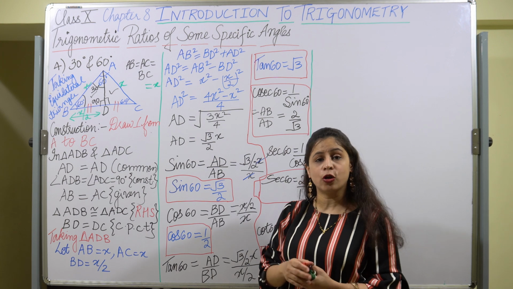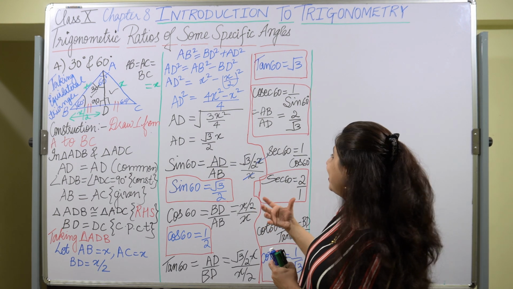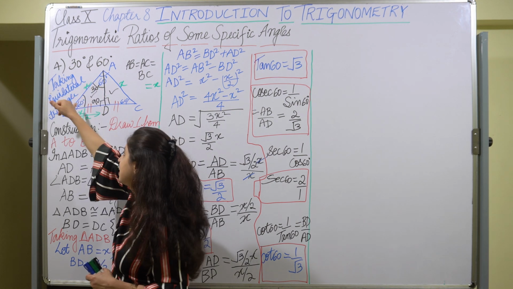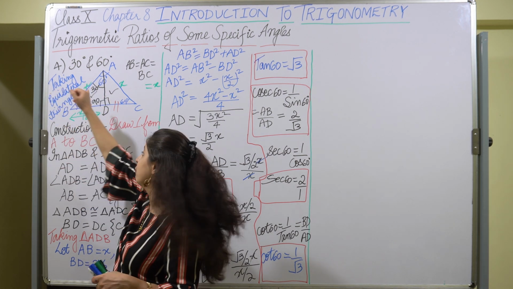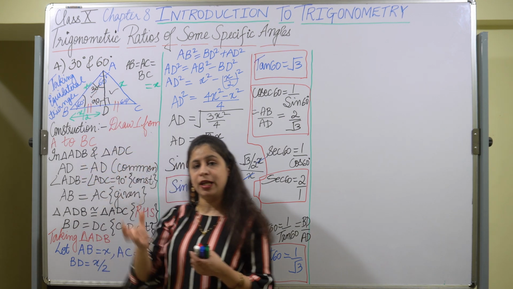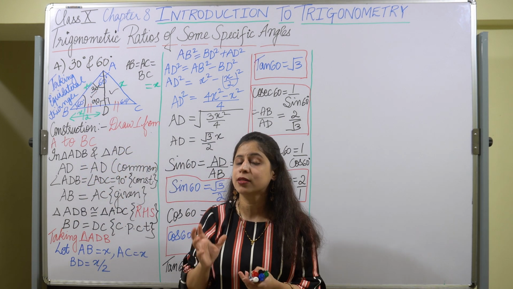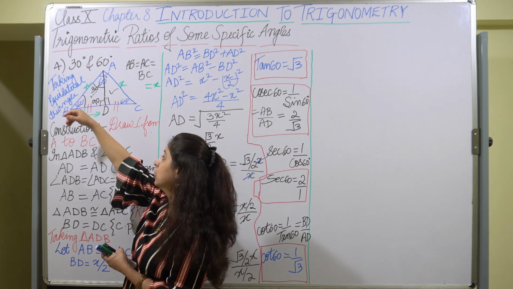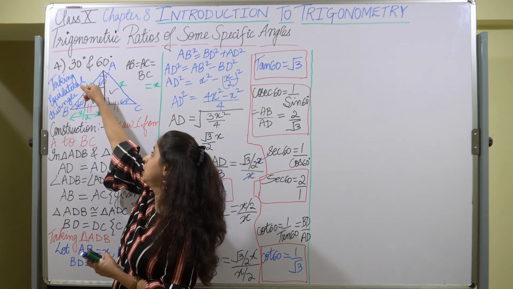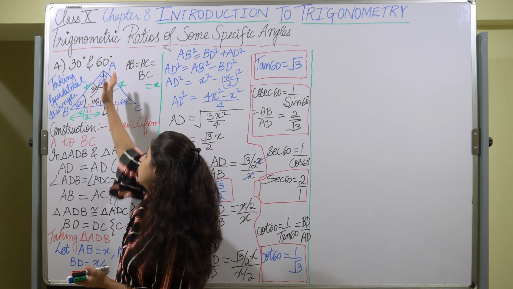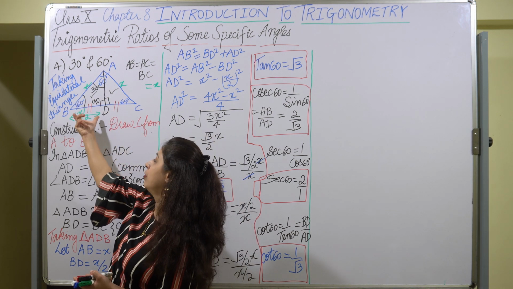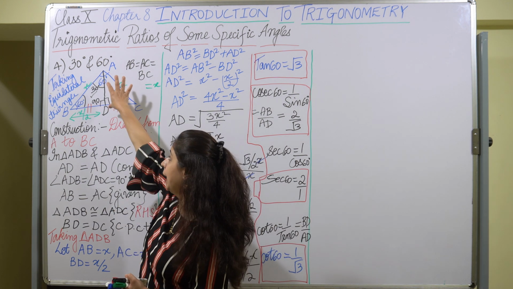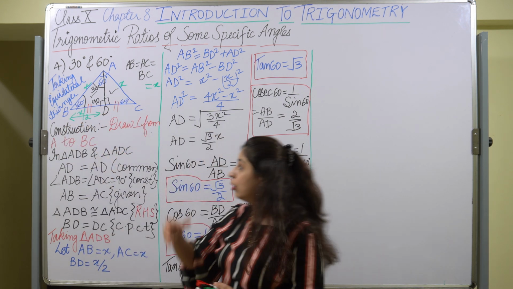Now let us start for the 30 degrees. For the 30 degrees, we can clearly see this angle will be 30, because 90 plus 60 will give us 150, and when we subtract it from 180, because the sum of the angles of a triangle is equal to 180 degrees, we get 30 degrees. So for 30 degrees, the base will be AD and the perpendicular will be BD.